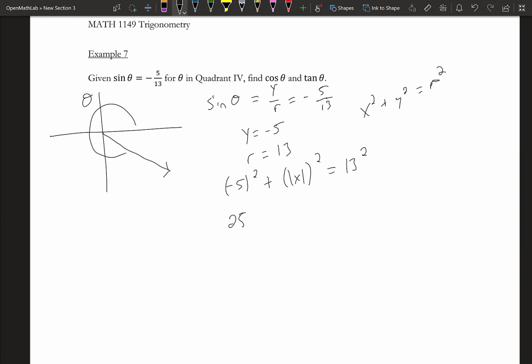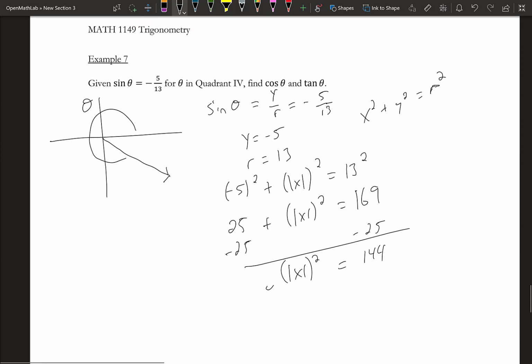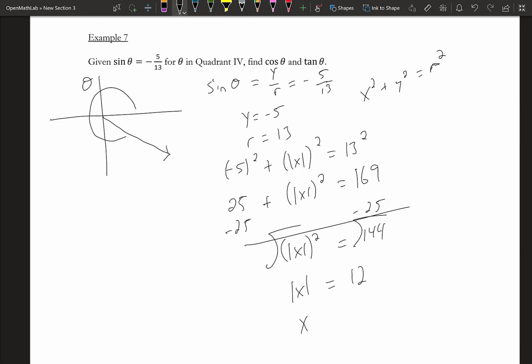So this would be 25 plus absolute value of x quantity squared equals 13 squared, 169. Subtract 25 from both sides, we get absolute value of x quantity squared equals, that's what, 144. So then we take the square root of both sides, and what we get is the absolute value of x is equal to 12, right? And x would be positive here because we would go towards the right, right? So that leaves me with x equal to just 12, right? So this is another Pythagorean triple, right? 5, 12, and 13 is a Pythagorean triple, like we talked about before.